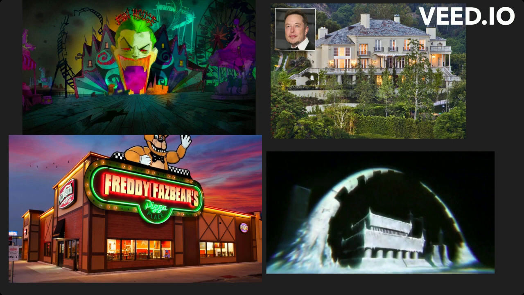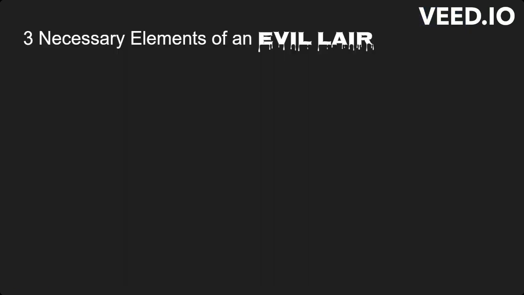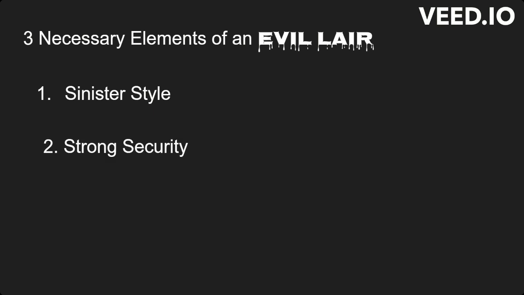You should know that anything can be your evil layer, but it must satisfy three necessary elements. While not all evil layers are the same, they do share some design elements, those being a sinister style, strong security, and strategic use of space. We will be going into depth of each of these so that you all get a better understanding of what is meant with these. Now, the first, sinister style. Let's take a look at an example.